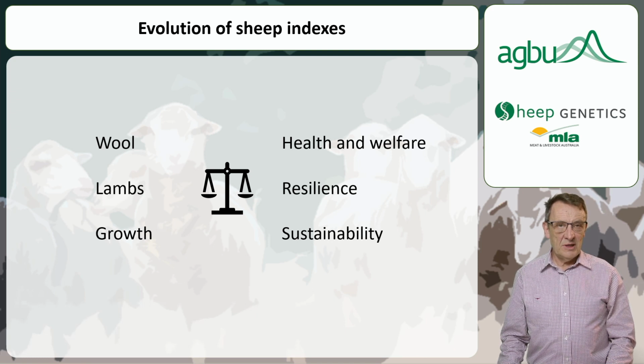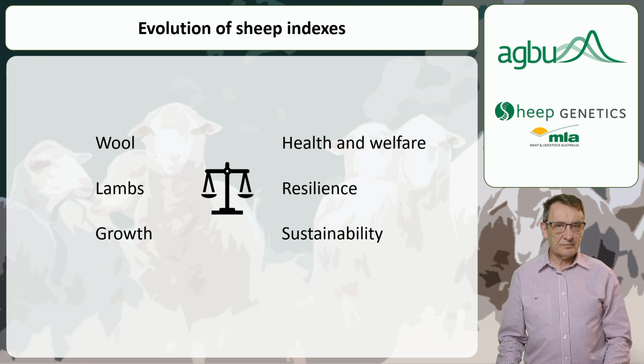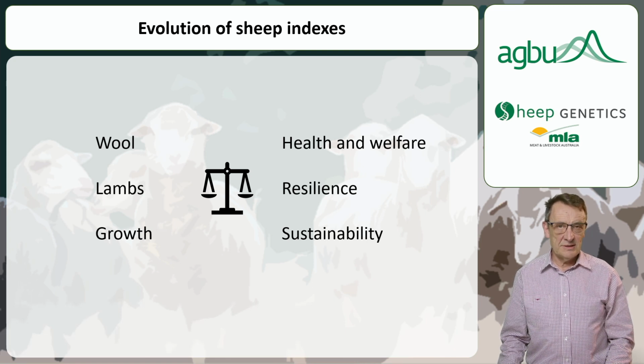The way we determine the emphasis on traits is through gross margin analyses of profitability in commercial flocks, looking at what impact a change in each trait has on profit. Because this is profit-based, we account for both income and costs, and importantly, the balance between traits can vary depending on the production system.